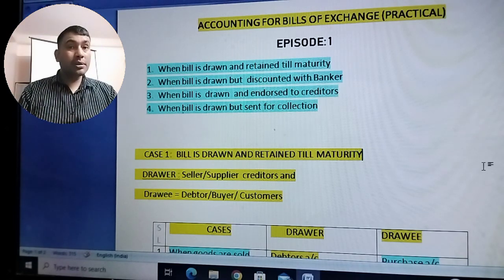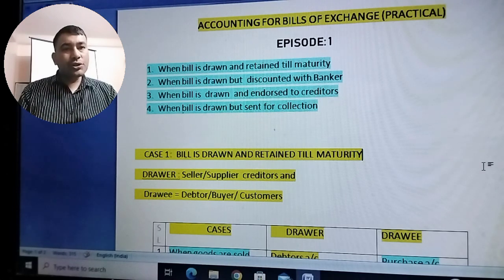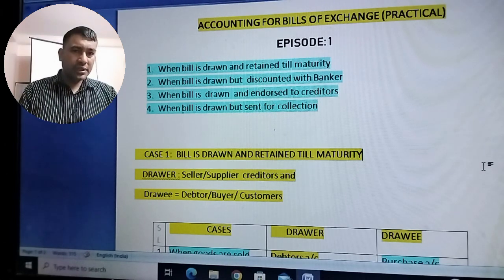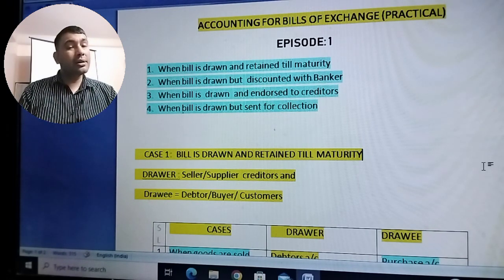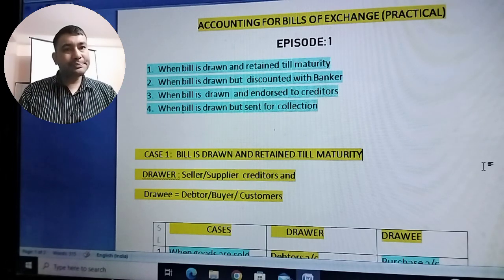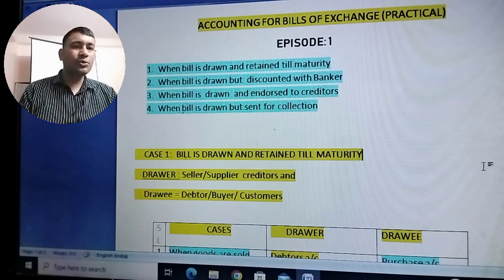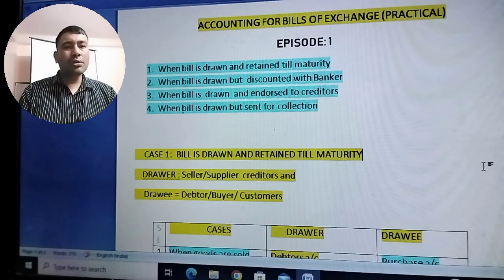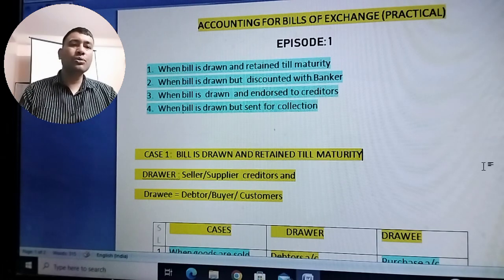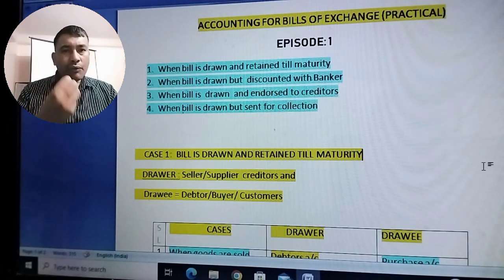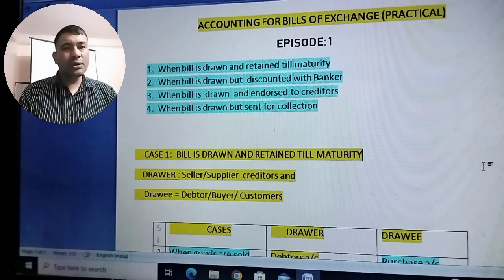Who will be the payee depends upon the following four cases. When a bill is drawn and retained till maturity, the payee will be the drawer himself. When a bill is drawn but discounted with the banker, the bank will be the payee. When a bill is drawn and endorsed to a creditor, then the creditor will be the payee. When a bill is drawn but sent for collection, here also the bank will be the payee.